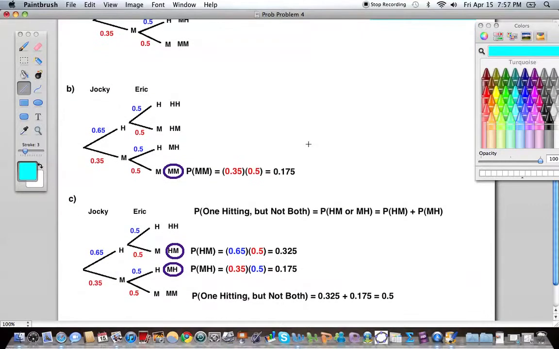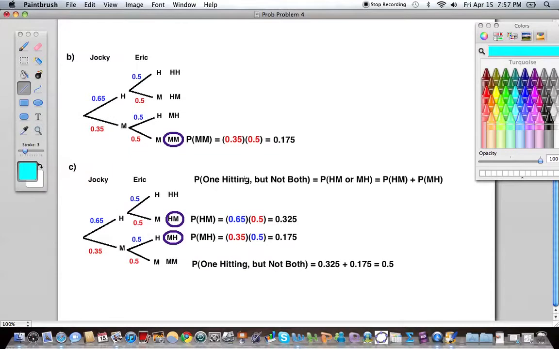It says, find the probability of both players missing the bullseye. Well, that's 2 misses. We look at Jockey missing, we look at Eric missing, we multiply across the branches. We know this probability is going to be 35 hundredths times 5 tenths. So that gives us 0.35 times 0.5, which gives us 175 thousandths, 0.175. Now let's take a look at C.